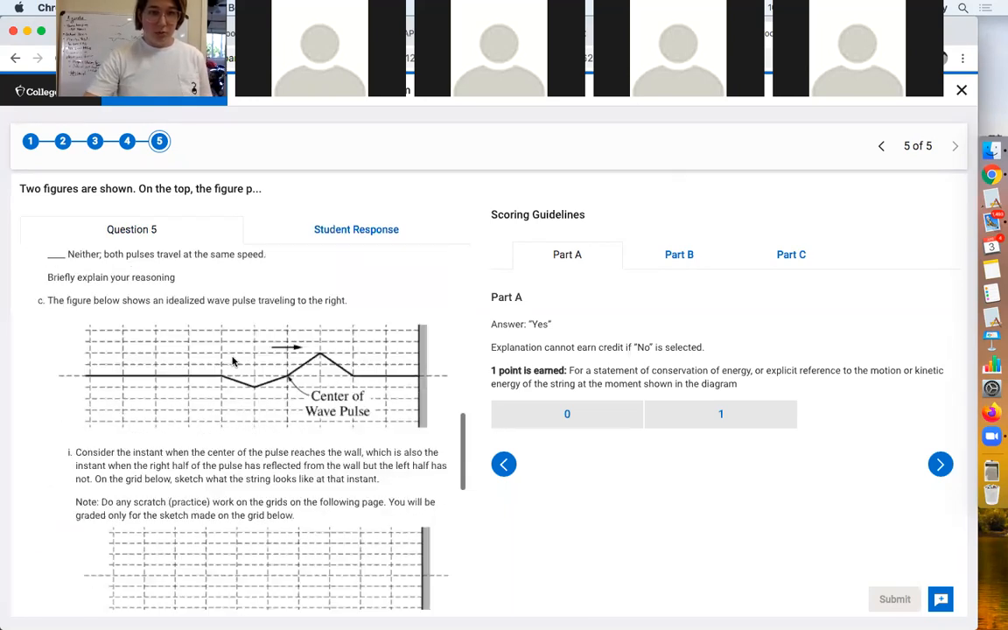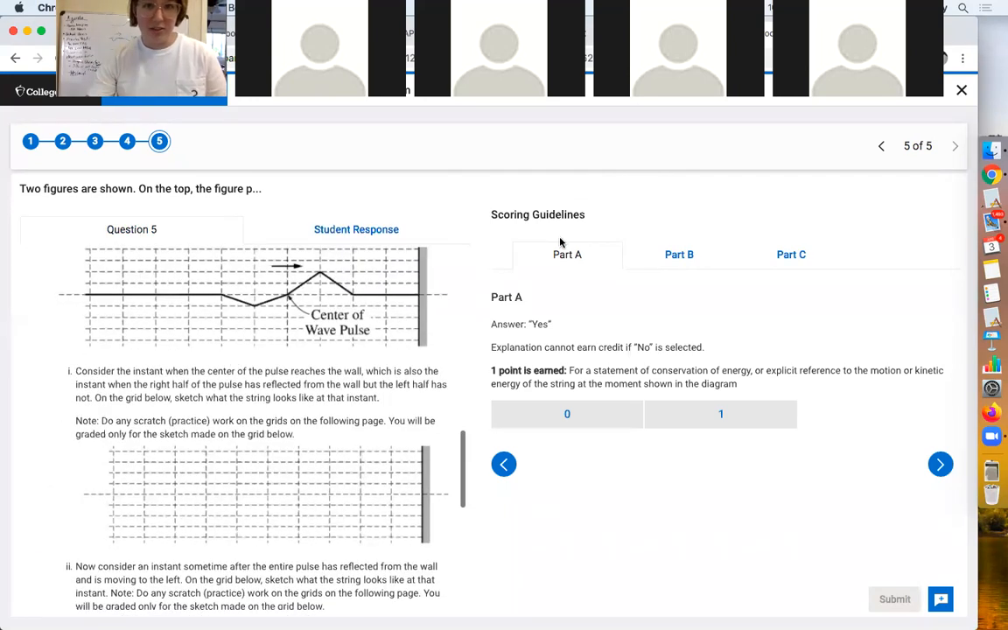So hopefully you guys can see on my screen. So we have this original wave pulse right here. And basically what they're asking is what happens after it reflects, but only half of it is reflected. So basically we're drawing the line right here. This part is going to be reflected. This part is going to be at the wall. So I'm actually going to start by drawing what I have at the wall. And then this part is going to be reflected.